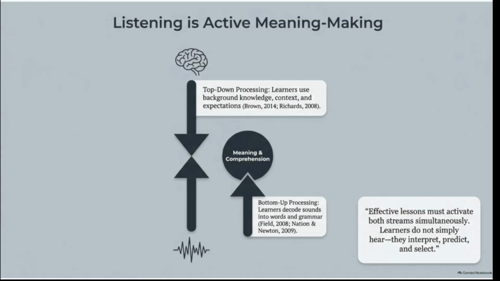Bottom-up processing works in the opposite direction. Learners decode the actual language they hear. They identify sounds, words, phrases, grammar, and how these elements combine to create meaning. For example, a student may hear the sounds in a sentence and gradually identify the words, "I need to buy some apples." Effective listening lessons need to activate both processes simultaneously.